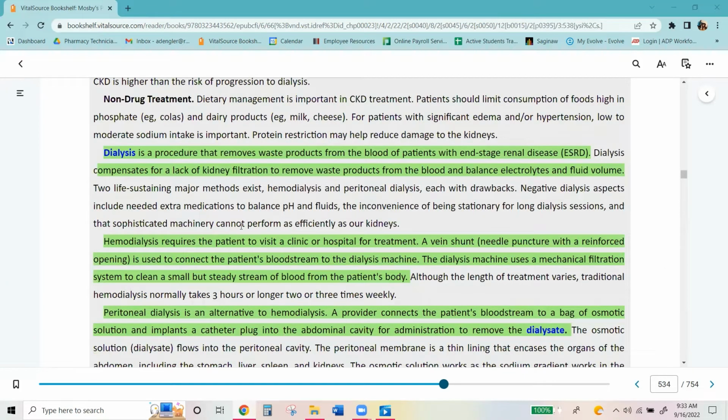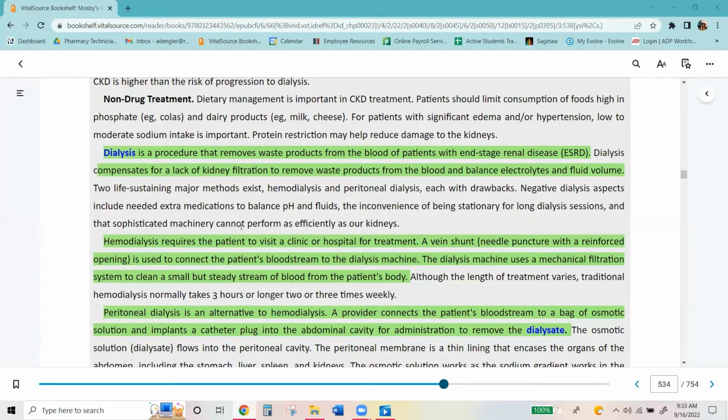Dialysis is a procedure that removes waste products from the blood of patients with end-stage renal disease. It compensates for a lack of kidney filtration to remove waste products from the blood and balances electrolytes and fluid volume. Hemodialysis requires the patient to visit a clinic or hospital for treatment. A vein shunt is used to connect the patient's bloodstream to the dialysis machine, and the dialysis machine uses a mechanical filtration system to clean a small but steady stream of blood from the patient's body.